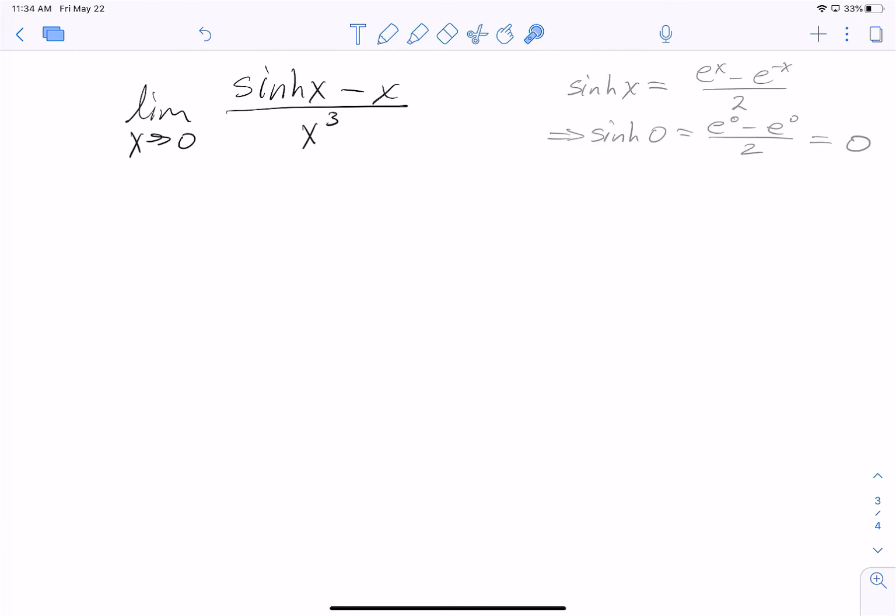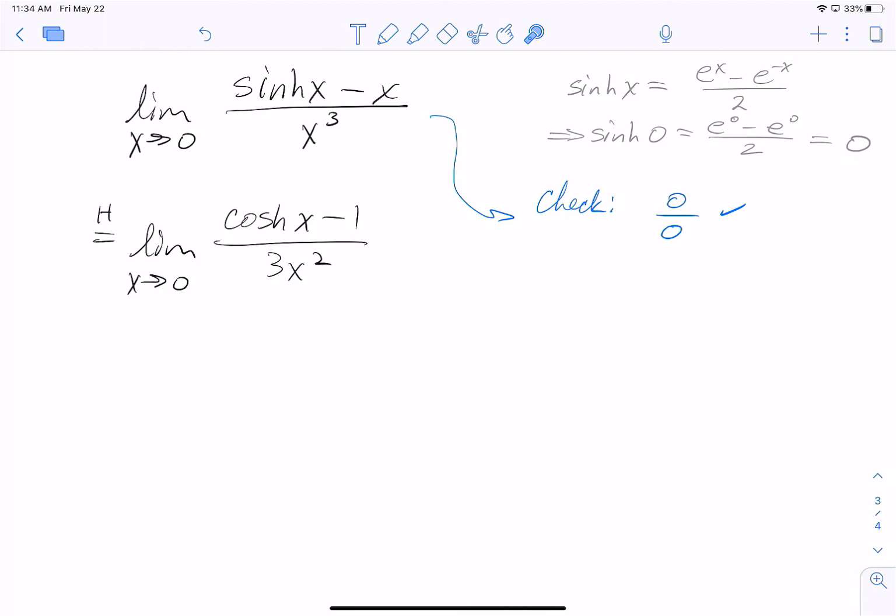Well, the first thing I want to remind us is that the hyperbolic sine of x is equal to e to the x minus e to the negative x over 2, and so the hyperbolic sine of 0 turns out to be 0. Therefore, our initial check tells us that we do have an indeterminate form for the original limit, which is 0 over 0. So applying L'Hopital's rule, we differentiate the hyperbolic sine of x. We get the hyperbolic cosine of x minus 1 divided by 3x squared.